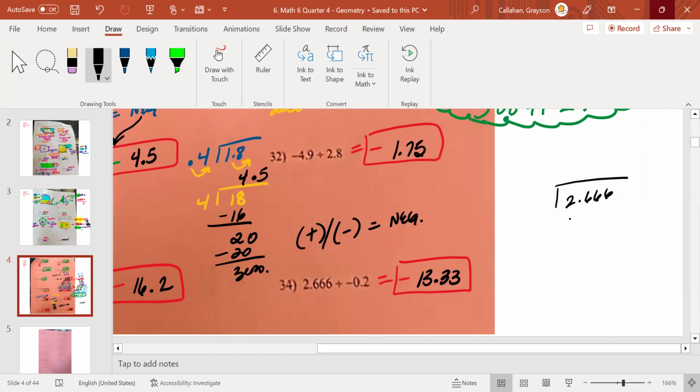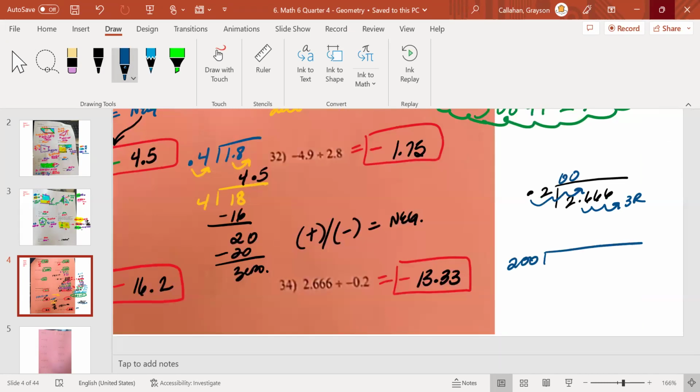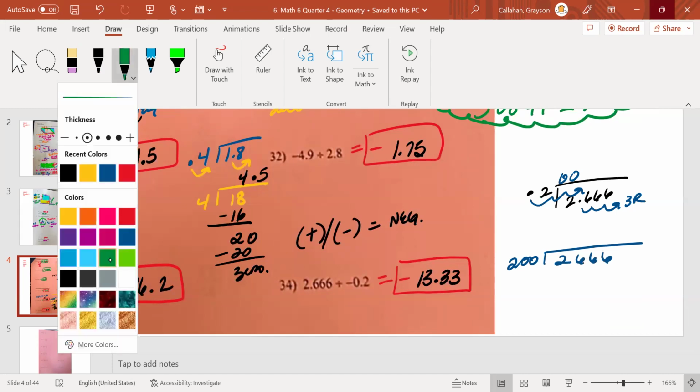2.666 divided by 0.2, right? Remember I always told you to move the decimal: 1, 2, 3 to the right. Yes? So this one you gotta move 1, 2, 3 to the right. So you have 2 zeros. So you have 200 divided into 2666. Do you see that? So work your questions on the right.